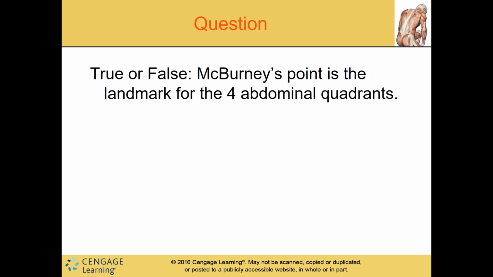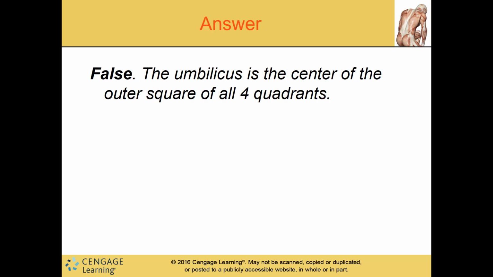Okay, so true or false, the McBurney's point is a landmark for the 4 abdominal quadrants. Even though we do use the McBurney's point, we're using the umbilicus. That's our center of the outer 4. Remember, that's where they all convene, at the umbilicus. So our umbilicus is going to be our landmark.